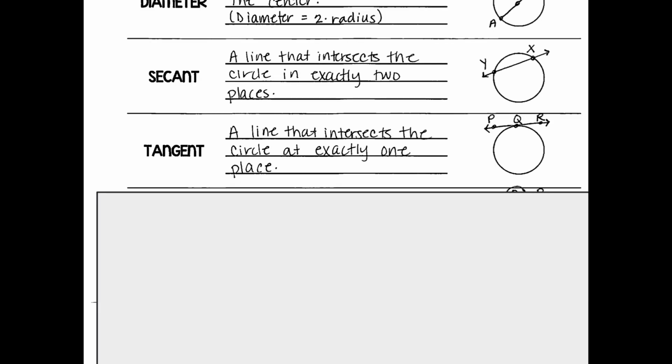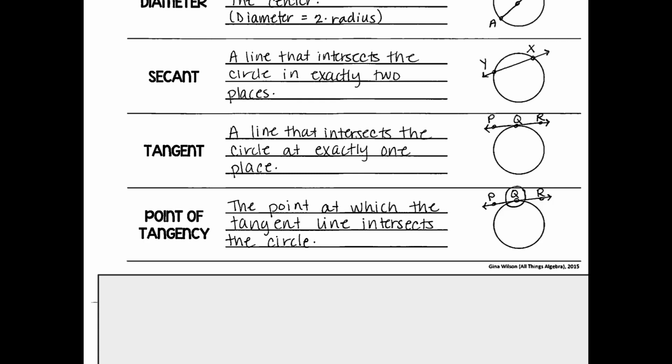The tangent line is a line that intersects the circle at exactly one place. So notice the only way to intersect the circle at exactly one place is just to touch the circle ever so slightly at that one point, almost like it's balancing on the circle.